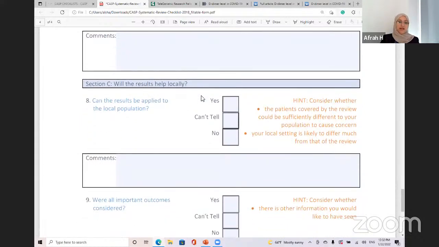The 8th question, can the results be applied to the local population? Consider whether the patients covered by the review could be sufficiently different from your population to cause concern. Your local setting is likely to differ much from that of the review. So this is about external validity or generalizability. So can we apply the result to our local population?